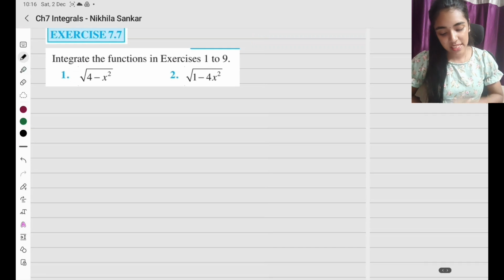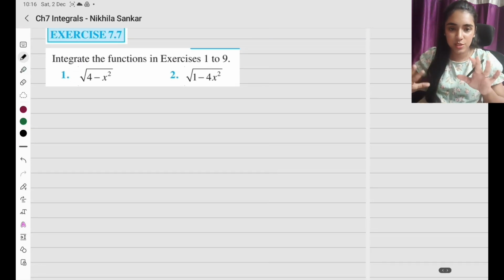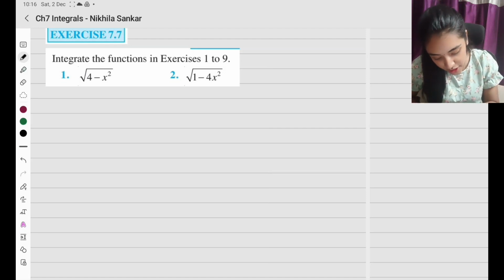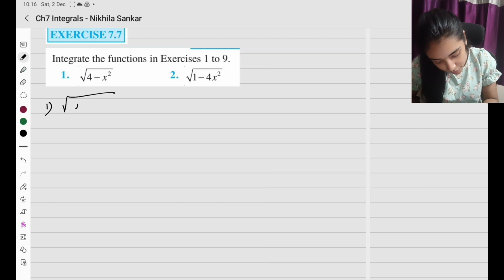Moving on to example 7.7. First, complete the squares and check which formula it applies to, then substitute. Very simple. Okay, first question: I have the integral of square root of 4 minus x square dx.